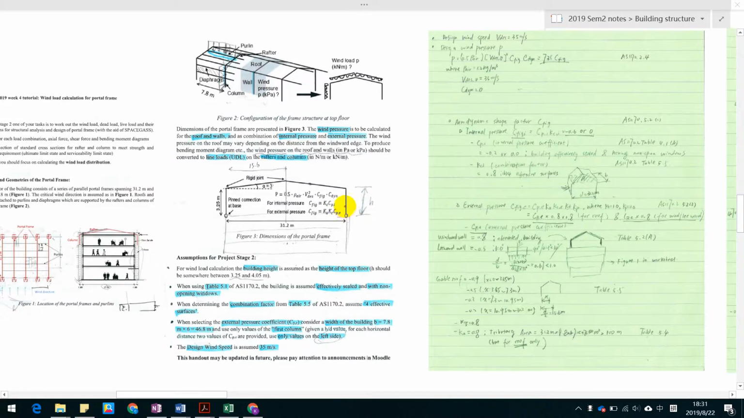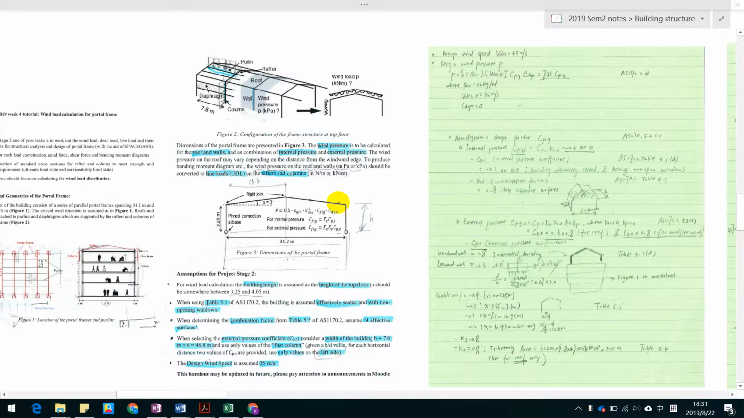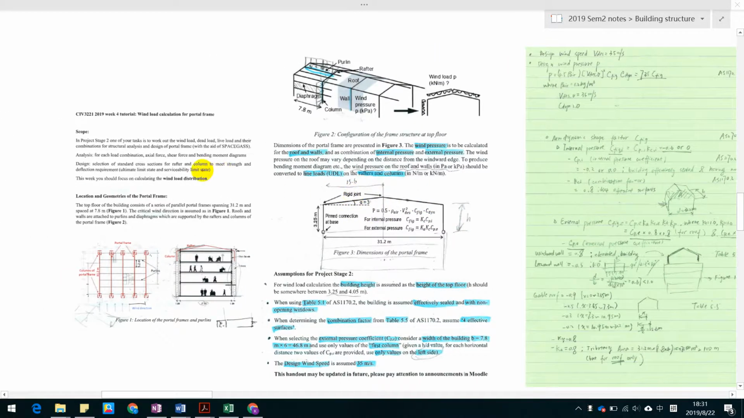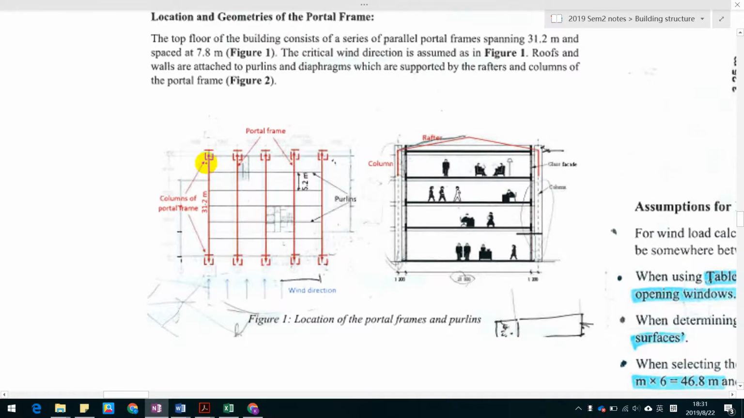So this is a recording to introduce how to calculate a wind load for the week 4 tutorial. This is the wind load calculation for the portal frame. Basically, the plan here is that we have those portal frames marked in red, and they just sit across the buildings. As we can see, they support a roof, and this is called a podium.